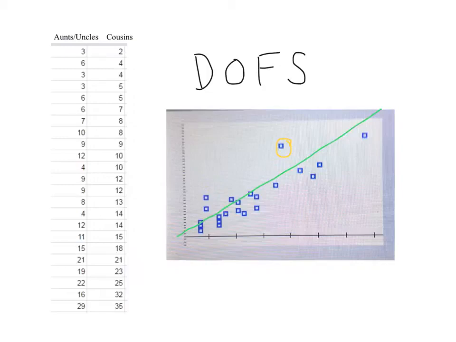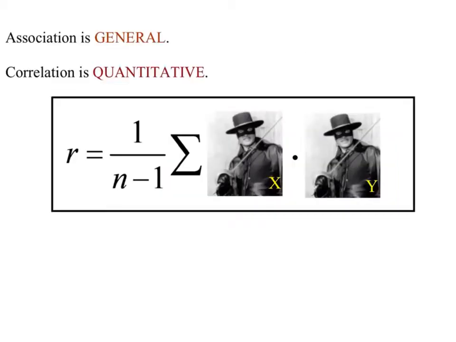Now, what we've done here in describing the strength is very general. So now I want to start talking about how we could be more specific and put a number to this. Association, what we've talked about with positive association, negative association, just those trends, those are very general. Now we're going to put some numbers to it. We call that correlation. Correlation is quantitative. It will return a number.